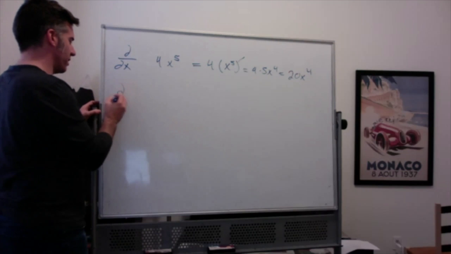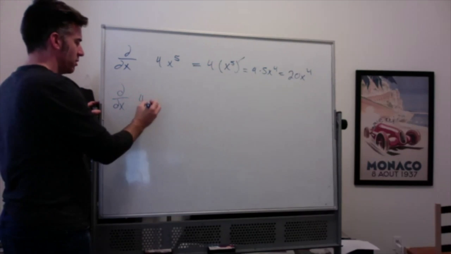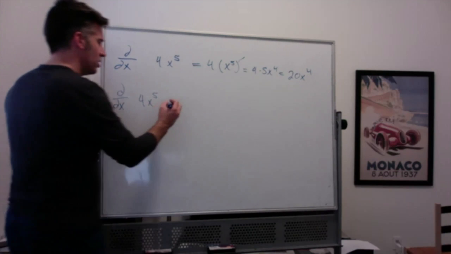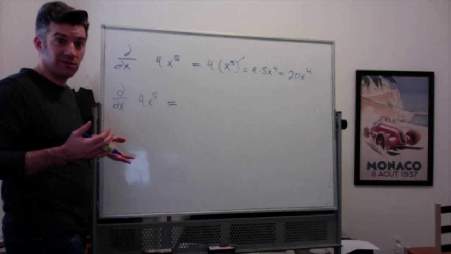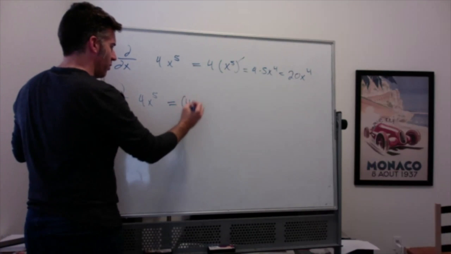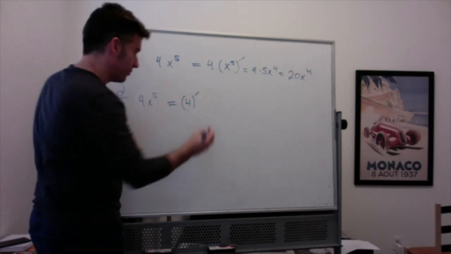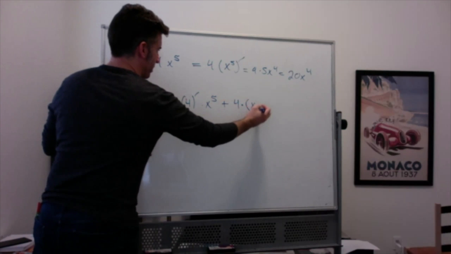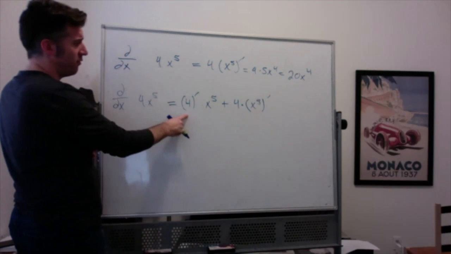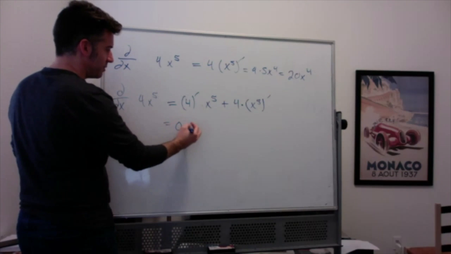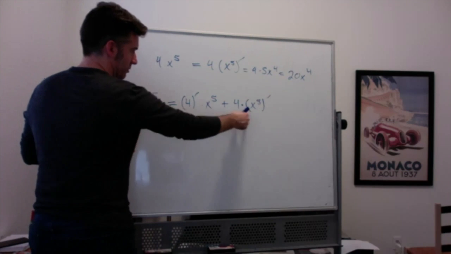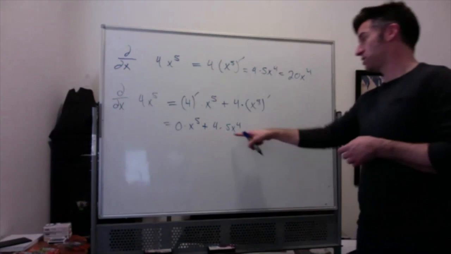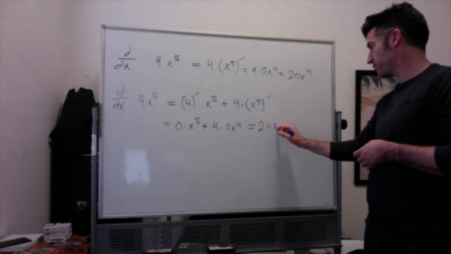Another way to think of this, if you want to justify to yourself why you might think there should be a 0 here: well, you could, if you wanted to, use the product rule. You can say, okay, it's going to be the derivative of 4, which is 0, times x to the 5th, plus 4 times the derivative of x to the 5th. But the derivative of 4 is 0. So you get 0 times x to the 5th, plus 4 times the derivative of x to the 5th, which is 5x to the 4th. So you get 0 plus 20x to the 4th.